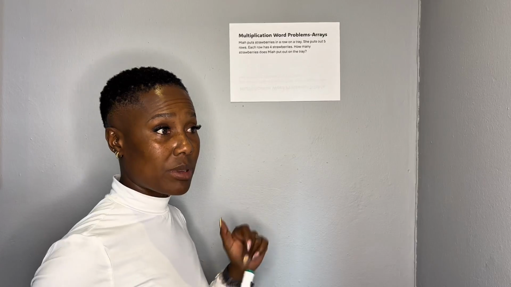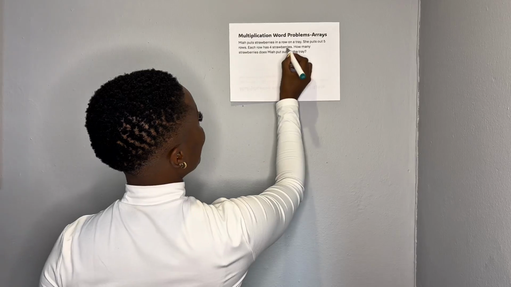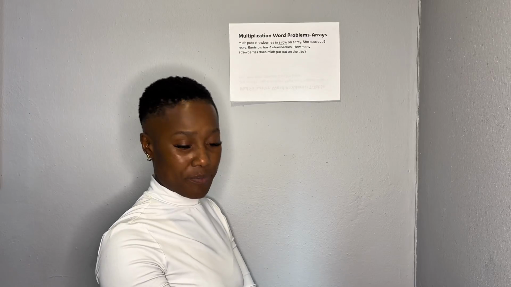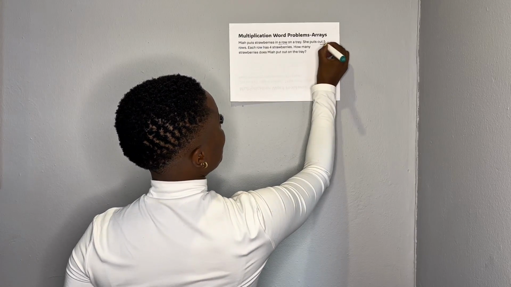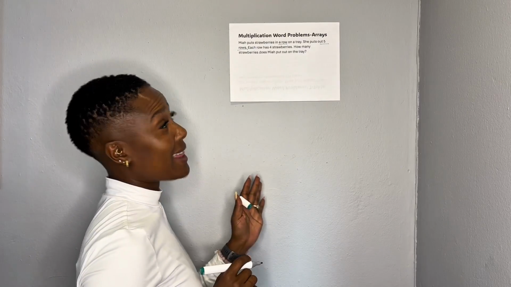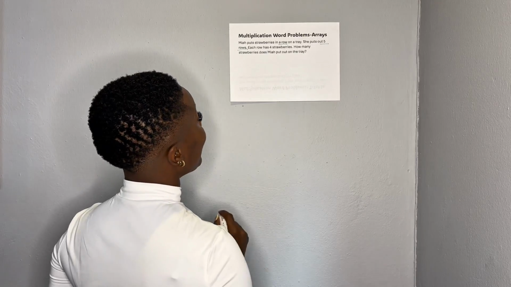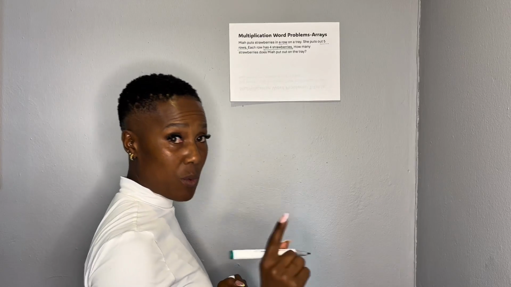The next example that I want to work on: Mia puts strawberries in rows. We know that we show multiplicative word problems using rows or columns. She puts out 5 rows. Now we know the total number of rows is 5. And in each of the 5, there are 4 strawberries. Remember I said they each represent a 1.